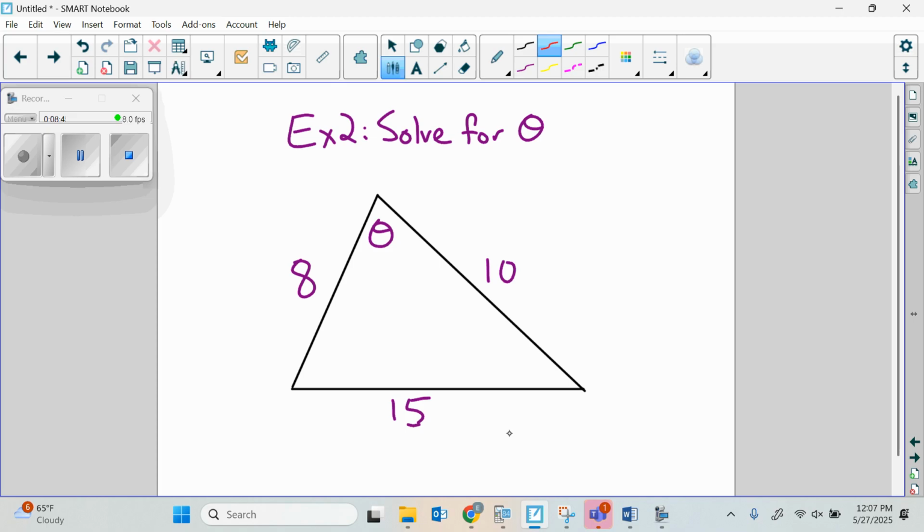All right, when I look at this problem, I see this as an SSS problem. I know all three sides of the triangle are 8, 10, and 15. So when we have SSS, I use the law of cosines solved for an angle. That looks like this.